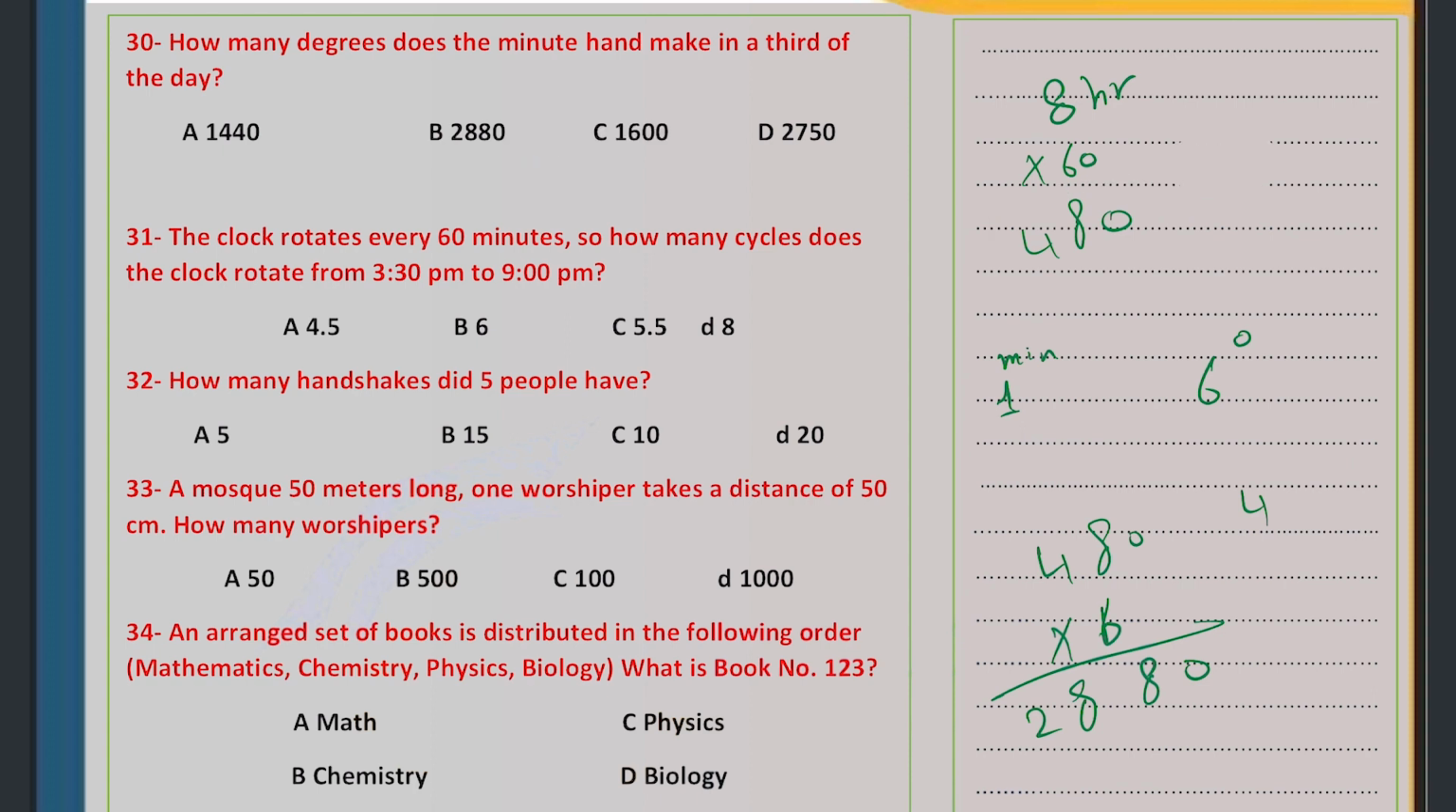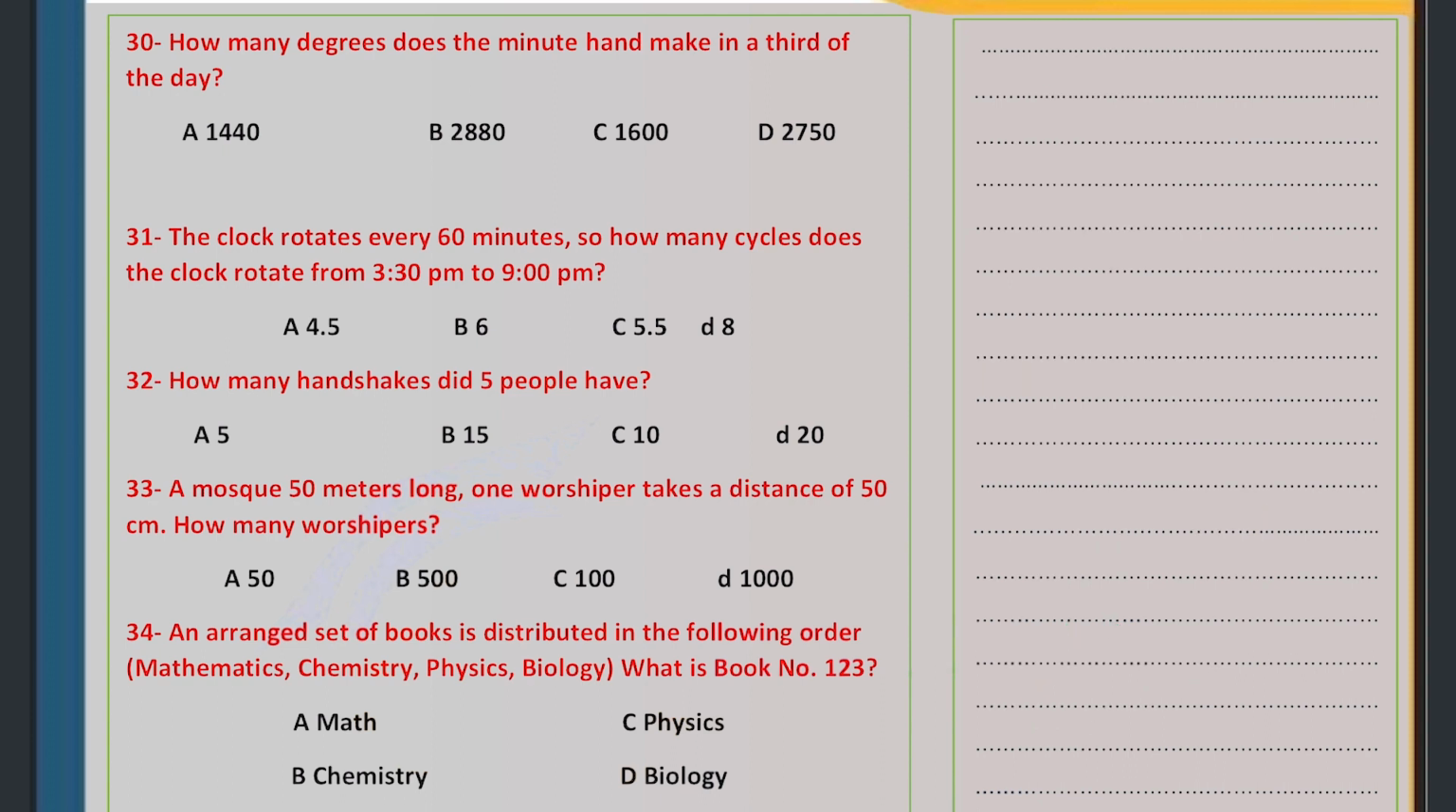Now, question number 31. He said the clock rotates every 60 minutes. So how many cycles does the clock rotate from 3:30 to 9 p.m.? Okay, from 4 to 9, it's 5 hours, and we have 30 minutes, so it's 5 hours and 30 minutes. Each hour it will rotate 1 time. So we have 5 times and a half, it will be 5.5.